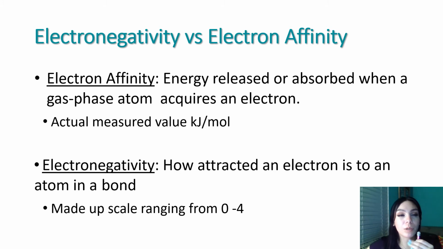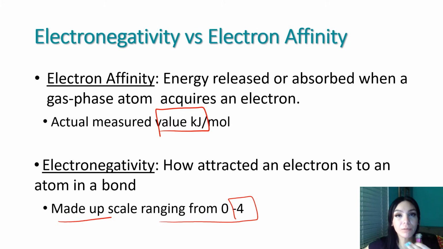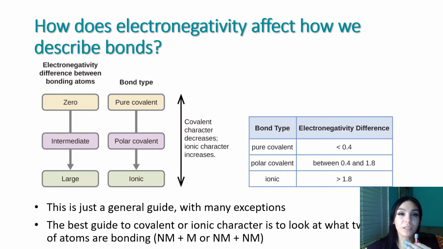So just to reemphasize or kind of reinforce some of those trends that we've been learning about, electronegativity versus electron affinity. Electron affinity has to do with the energy released whenever a gas phase atom acquires an electron, so it gains an electron. So it's an actual value in kilojoules. Electronegativity is just, again, like I said, it's an arbitrary scale. It's made up, and it's how attracted an electron is to an atom in a bond. So the higher the electronegativity for fluorine, the more it will hog those electrons.